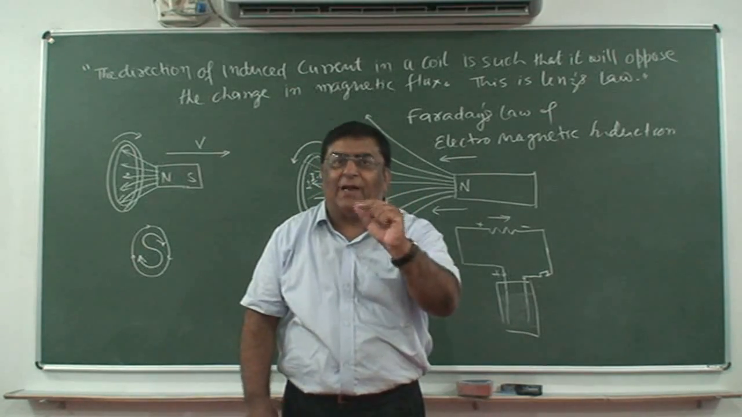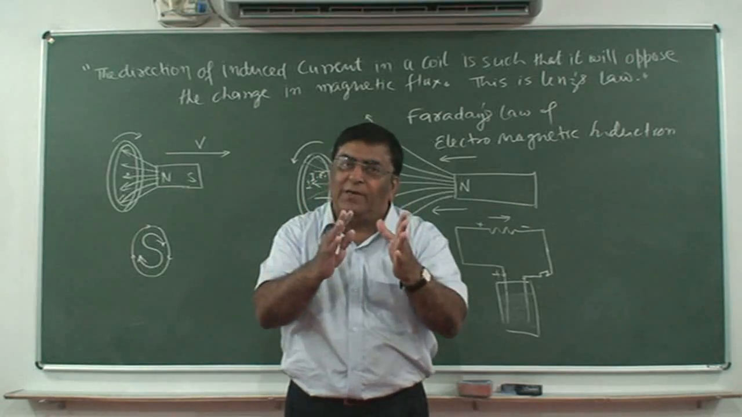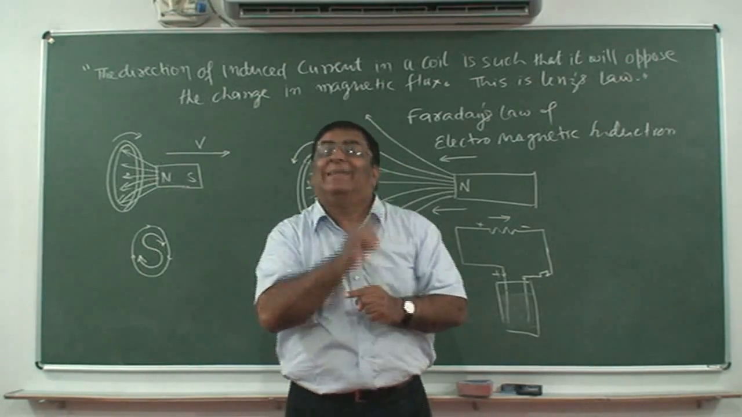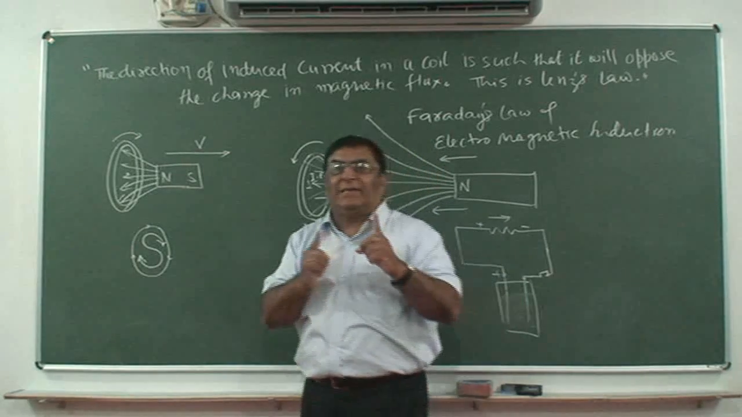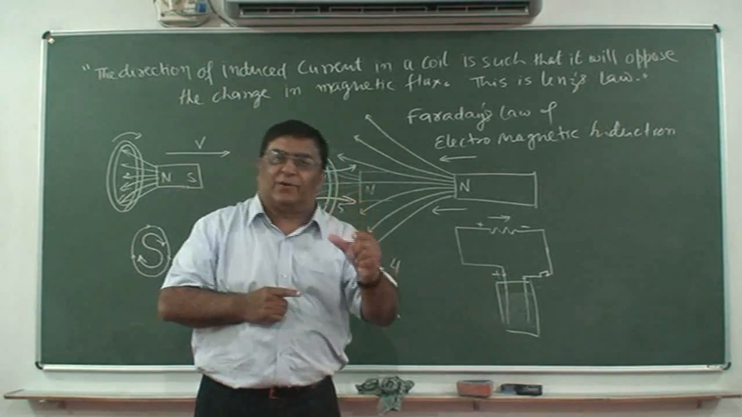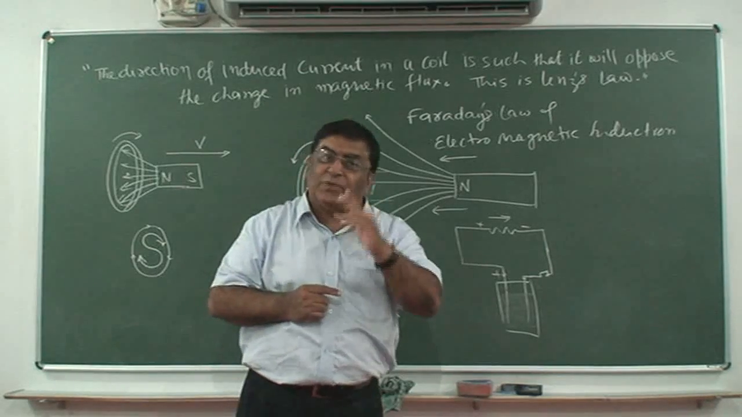If you remove this particle, north and south both are gone. If you move this particle, north and south both are there. And that is why in a magnet there has to be north pole and south pole altogether.